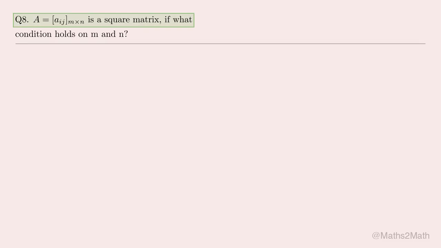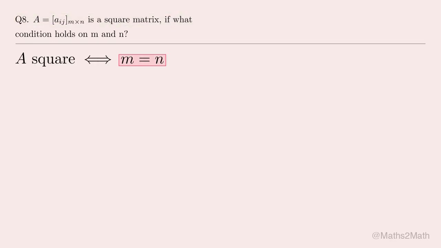Question 8, a definition check. When is an m by n matrix square? Square means as many rows as columns, m equals n. Nothing more, nothing less.